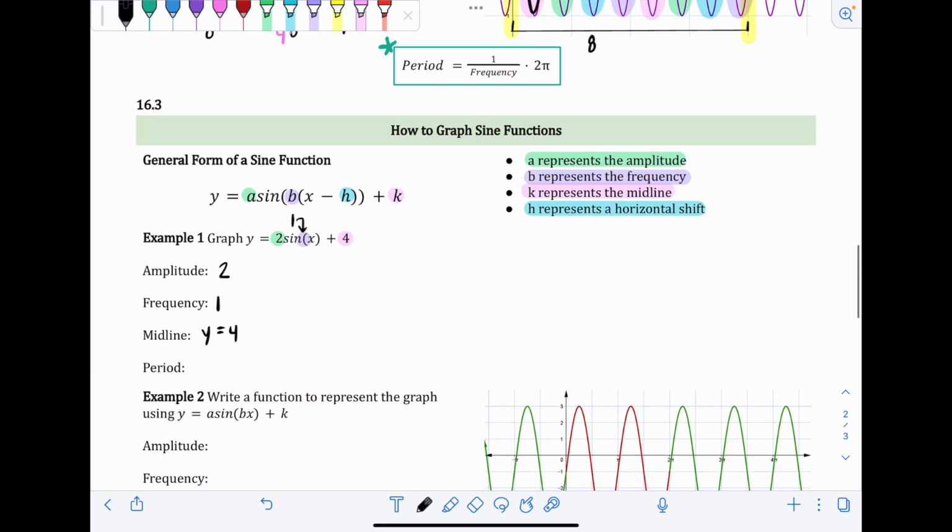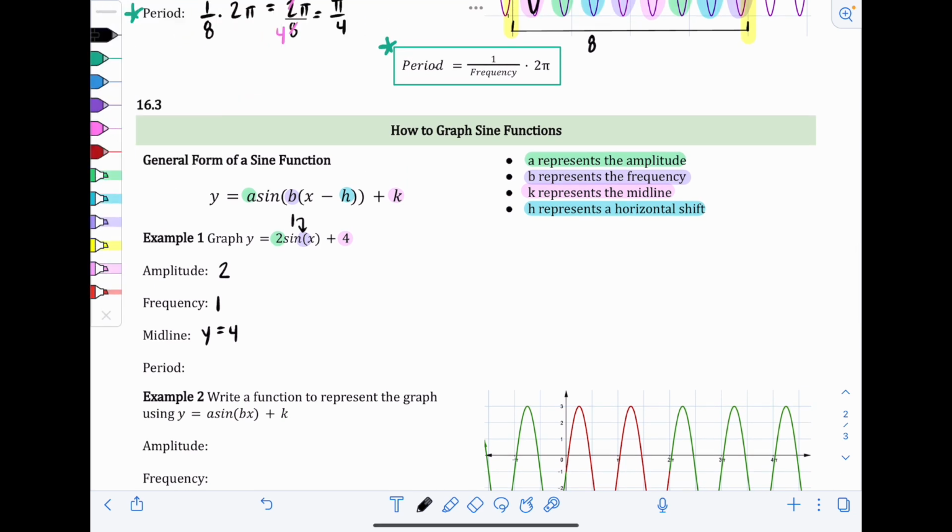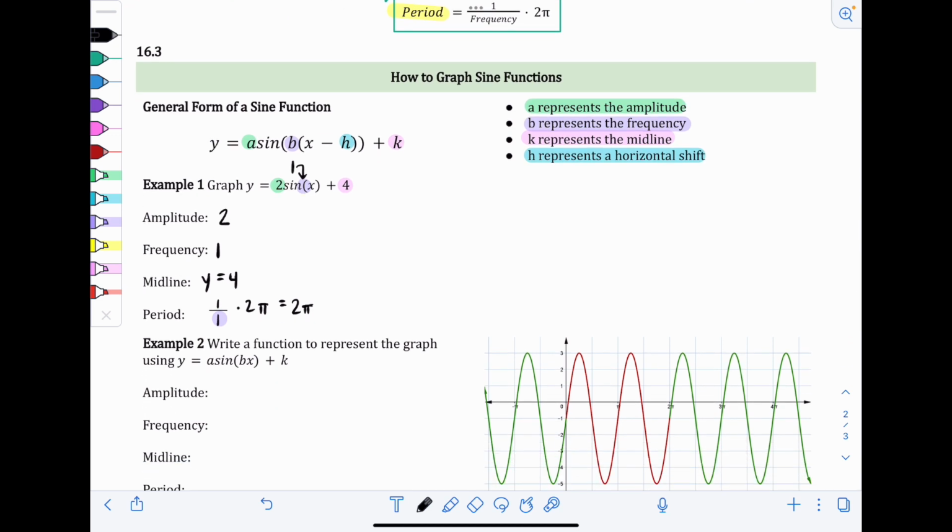And then for the period, we use the formula up here. The period would be equal to 1 over the frequency, and the frequency, b, was 1, and then times 2 pi. So this one's not too bad. 1 over 1 is just 1, and then 1 times 2 pi is just 2 pi. So if we don't have a number here, the period will be the same as the parent function when we go to draw it.